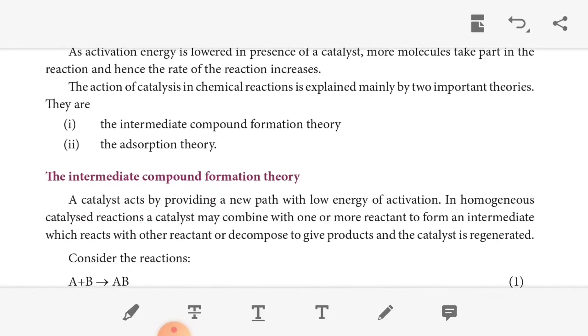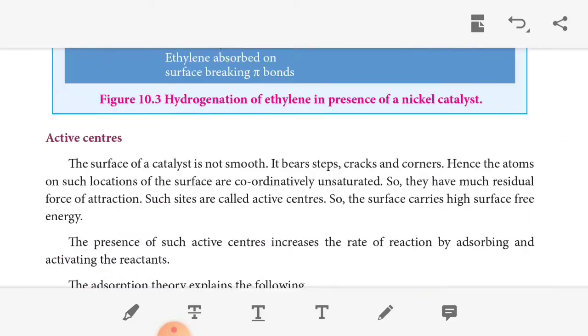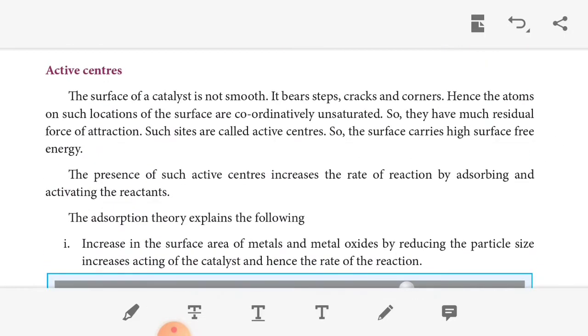Okay, the next one, a 3 marks question: what are active centers? The surface of the catalyst is not smooth; it bears steps, cracks and corners. The atoms at such locations are coordinatively unsaturated and have a residual force of attraction. Such sites are called active centers.